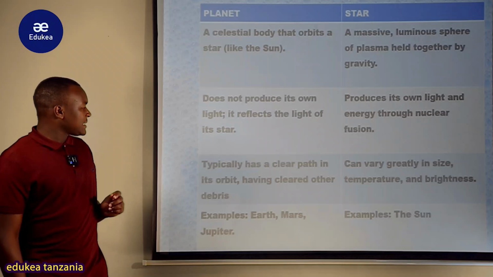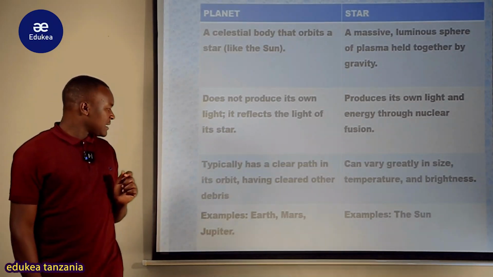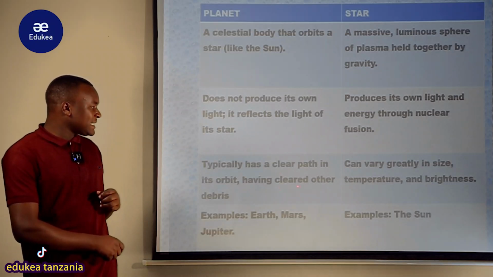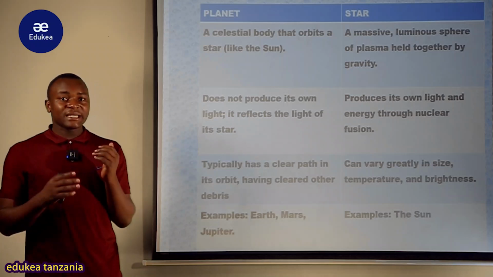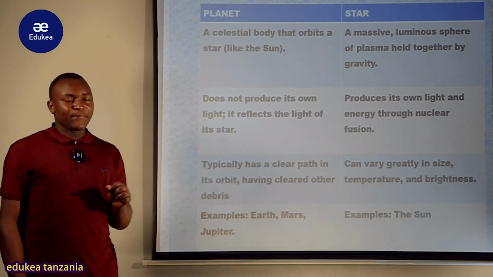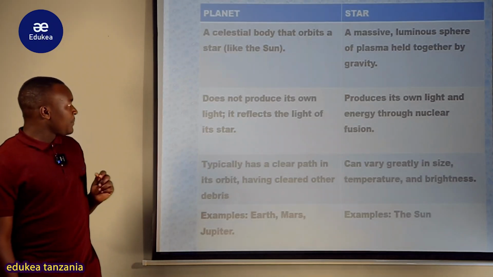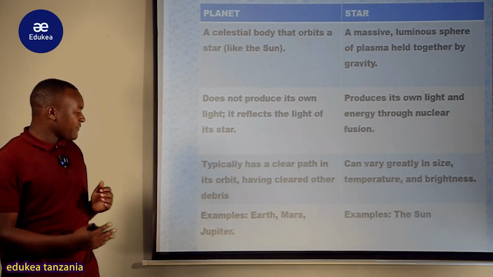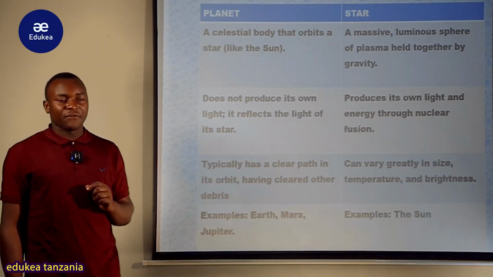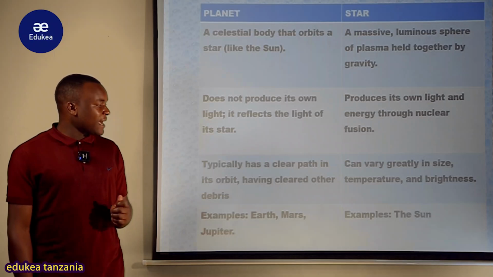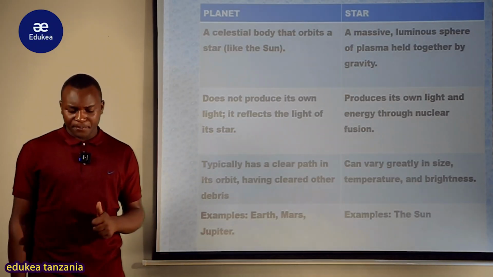But also a planet typically has a clear path in its orbit, having cleared other debris. But stars can vary greatly in size, temperature, and brightness. For example, among planets, we have Earth, Mars, Jupiter, Uranus, and so forth. But among stars, for example, we have the Sun. The Sun is a star.